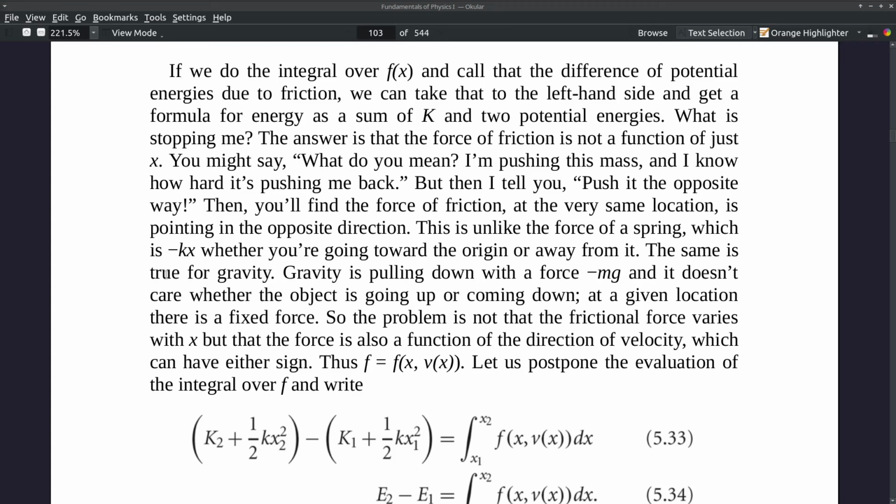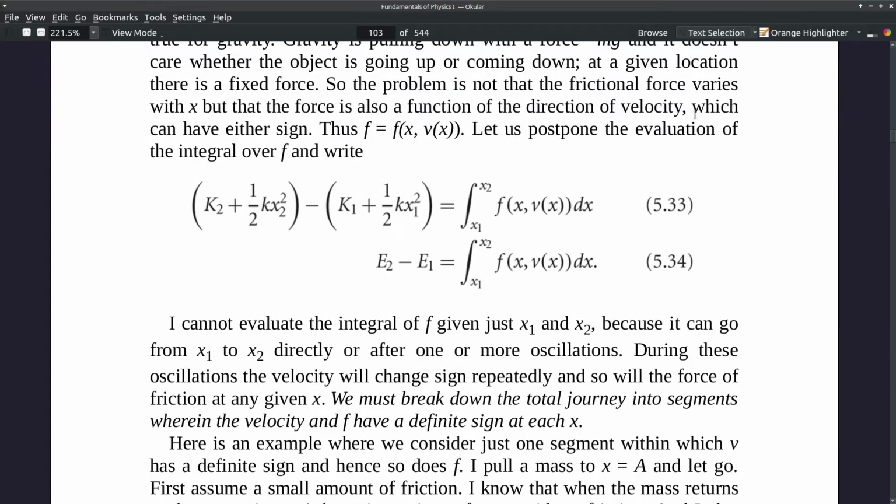The same is true for gravity. Gravity is pulling down with the force negative mg, and it doesn't care whether the object's going up or whether it's coming down. At any given location, there's a fixed force. So the problem's not that the frictional force varies with x, but that the force is also a function of the direction of velocity, which can have either sign, positive or negative. So thus, little f actually equals f of x comma v of x.